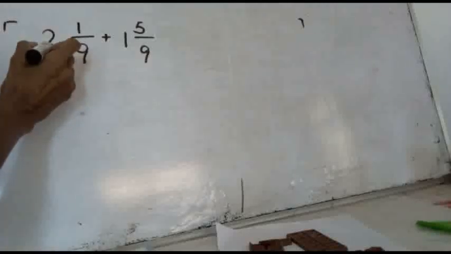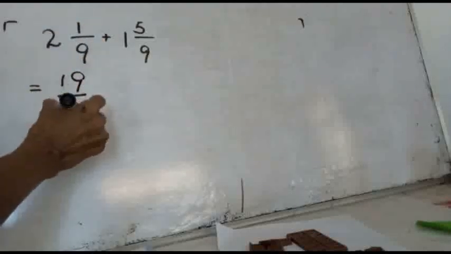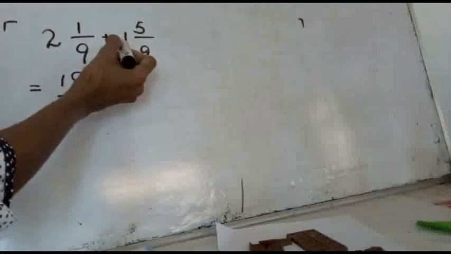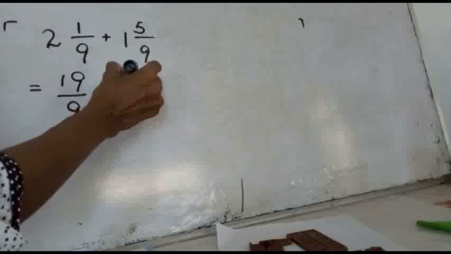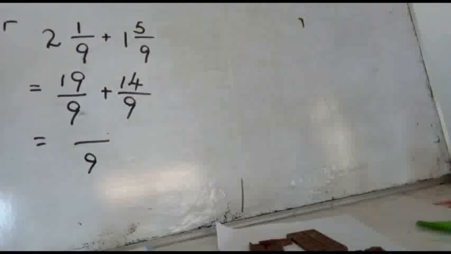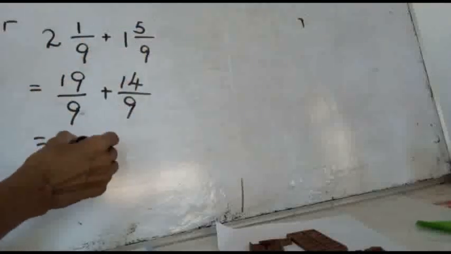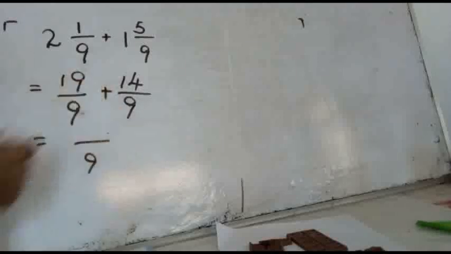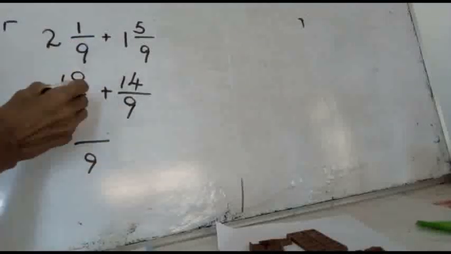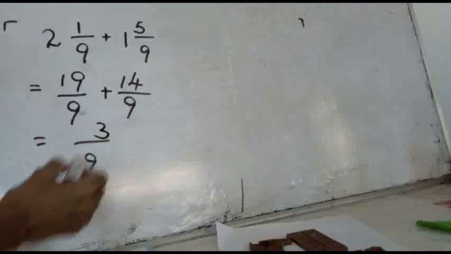9 times 2 is 18. 18 plus 1 is 19, so 19 over 9, plus 9 times 1 is 9, 9 plus 5 is 14, so 14 over 9. Here the denominators are the same. Then the denominator of the answer is also 9. We add the numerators. 19 plus 14: 9 plus 4 is 13. We write 3 here.